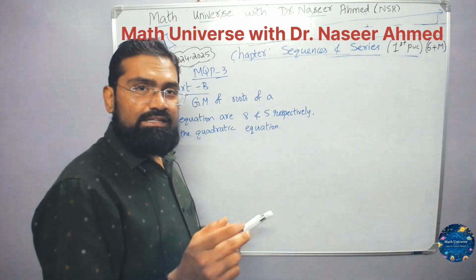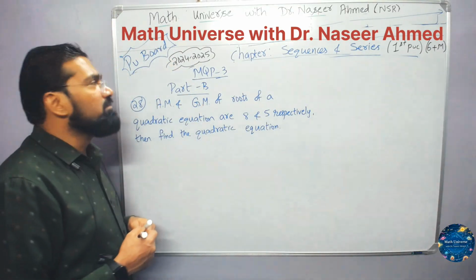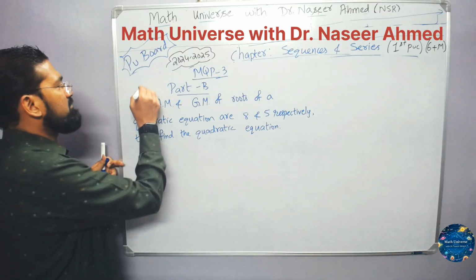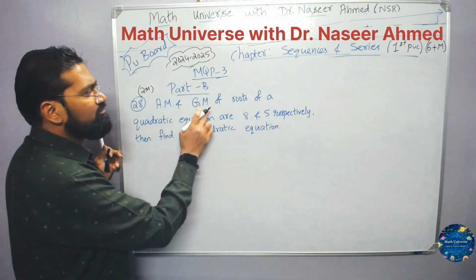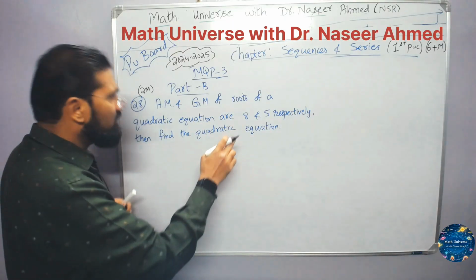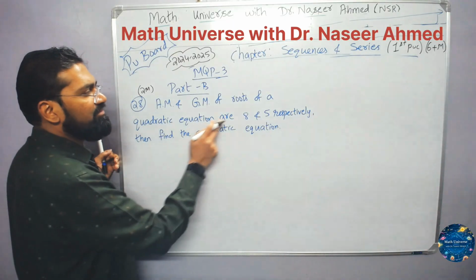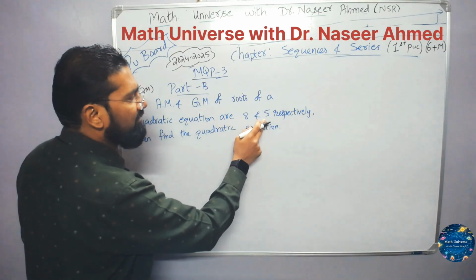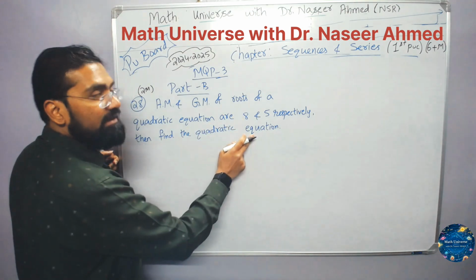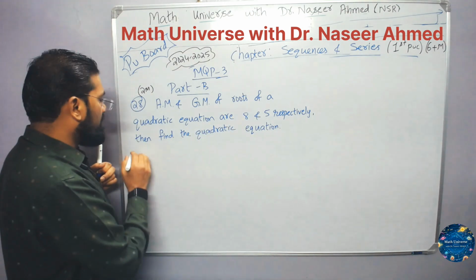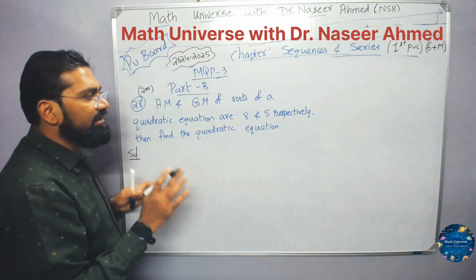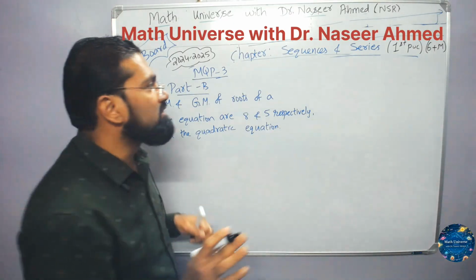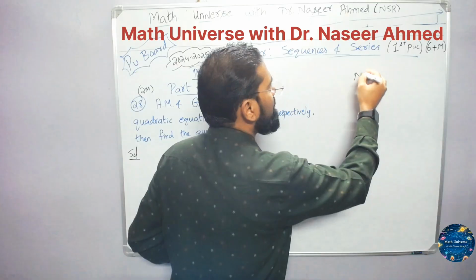Okay. Dear students, let us move on to the next problem from model question paper number 3, a 2-marker question. The question says, arithmetic mean and geometric mean of roots of a quadratic equation are 8 and 5 respectively. Then find the quadratic equation. Before I go to the problem, let us just give you a formula. How are you going to find a quadratic equation if the roots are known? See carefully. One note I will give here.